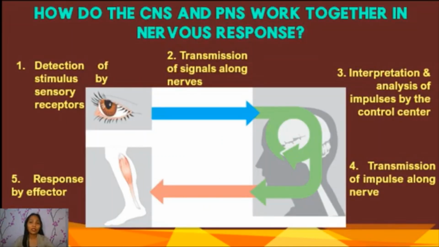So how do the central and the peripheral nervous systems work together in the nervous response? First, there will be a detection of stimulus by sensory receptors. Then the signals are transmitted along the nerves, and they will be interpreted and analyzed by the control center. Once it is analyzed, the impulse is transmitted along the nerves, and lastly, there will be a response coming from the effector.